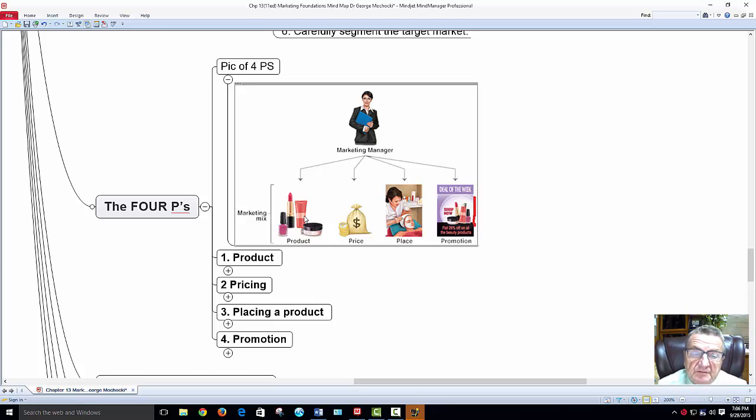What's my product? What's the value? How much is it going to cost? What's my expense? How much would I pay for it? How much would the customers pay? Where's the place? Where am I getting the delivery from? Where's my manufacturing, my warehouses, and basically promotion. How do I send my message, tell them what the pricing is?